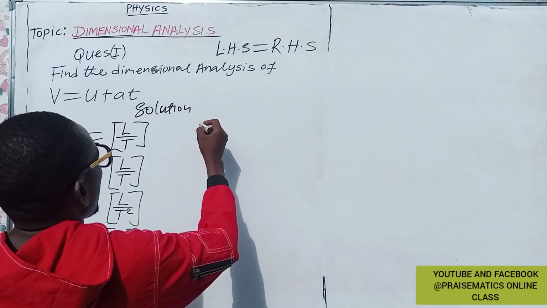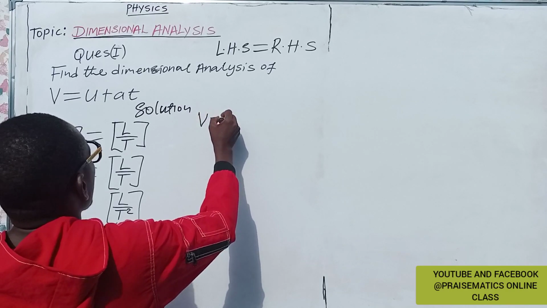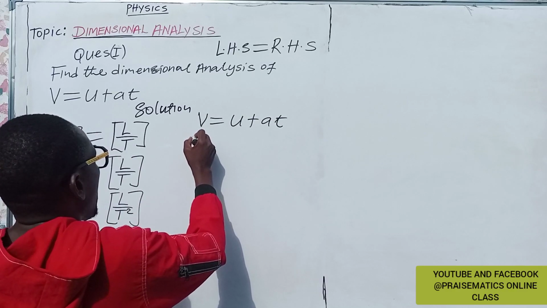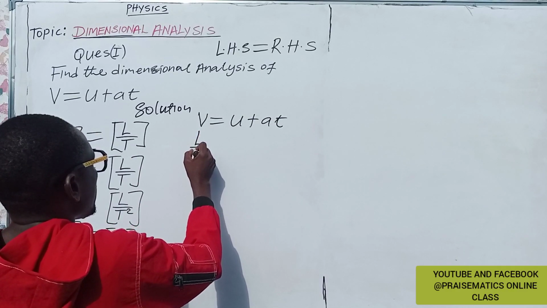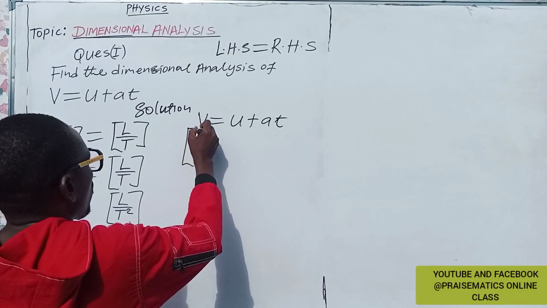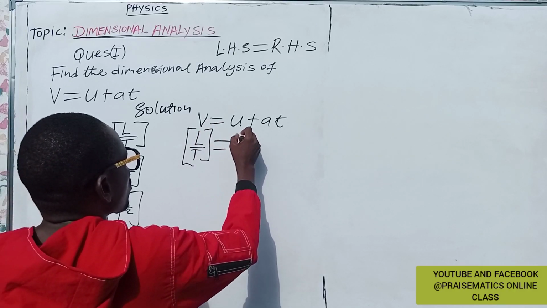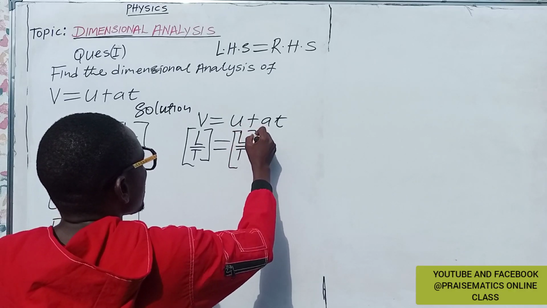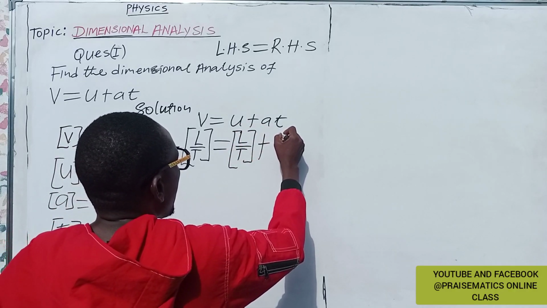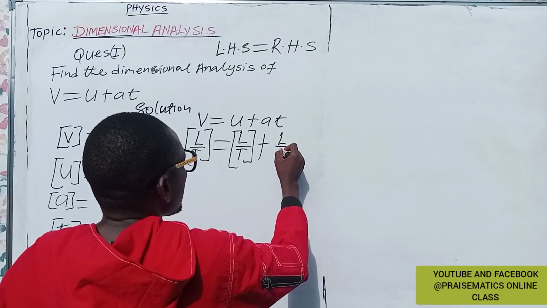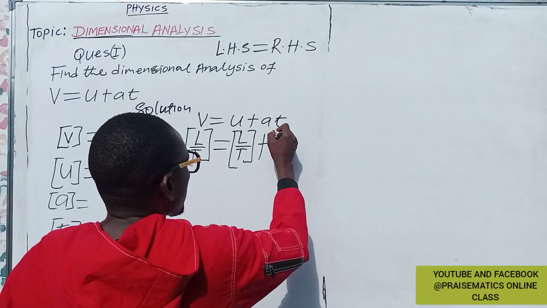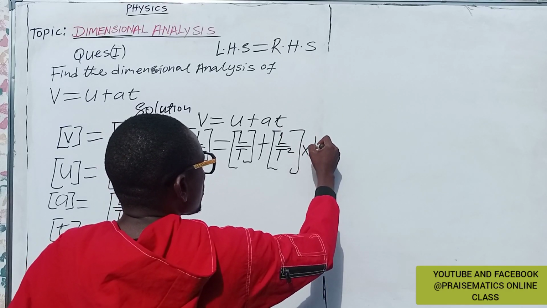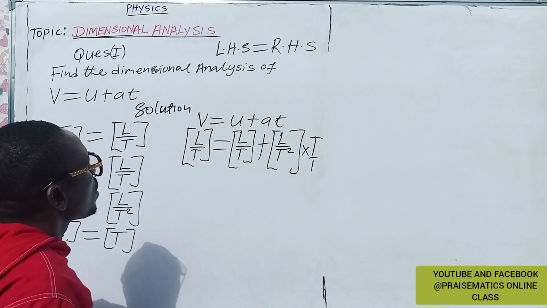Let's substitute and see what will happen. V equals U plus AT. Now here we have the dimension of L over T, is it equal to the dimension of L over T, plus L over T square multiplied by T over 1?